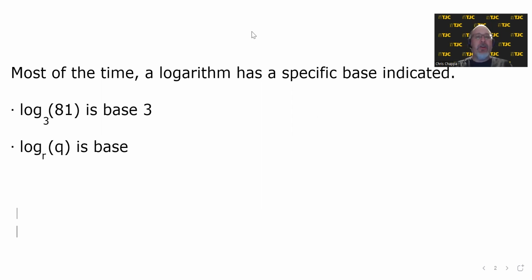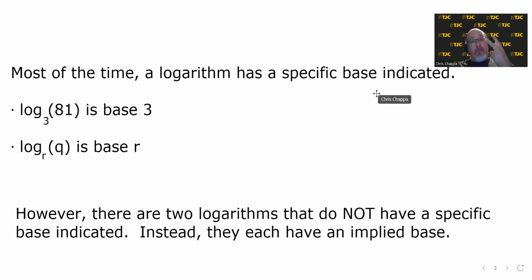Anyway, on the second one, what's the base? Well, if you read it correctly, this is read log base R of Q. So asking you what base the logarithm is a matter of listening. Log base R of Q is base R. But most of the time, a logarithm has a specific base indicated by a subscripted number. However, there are two logarithms that do not have a specific base indicated. Instead, they each have an implied base.